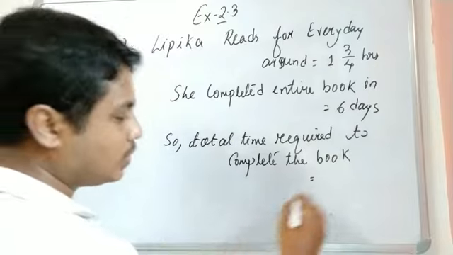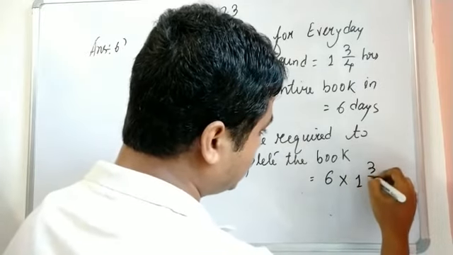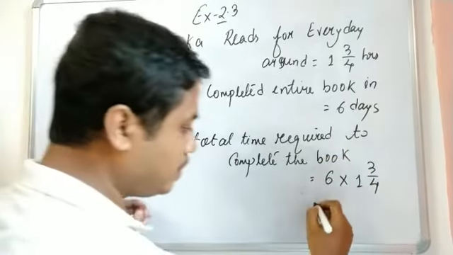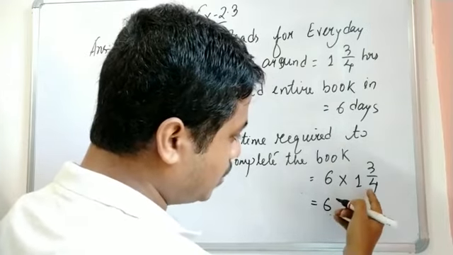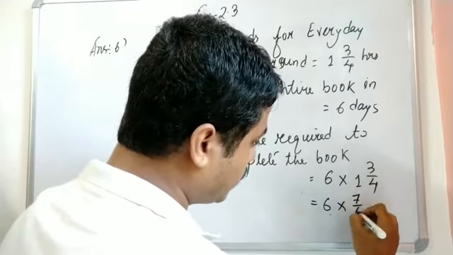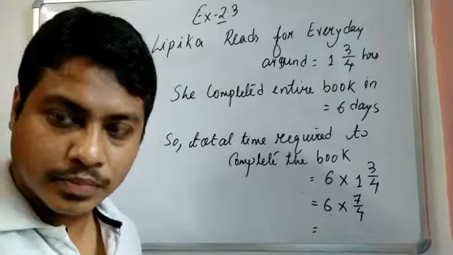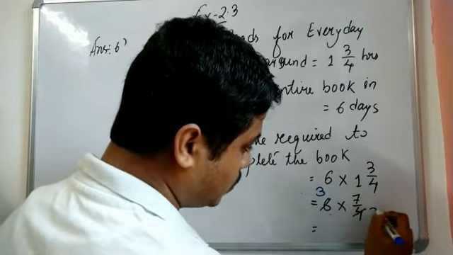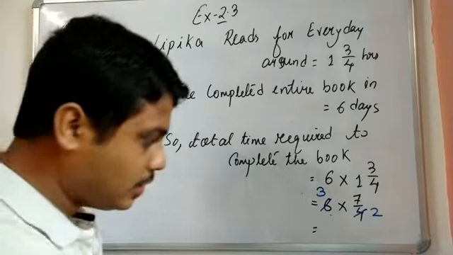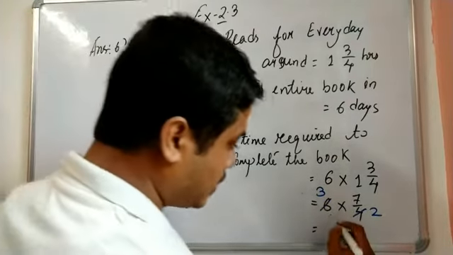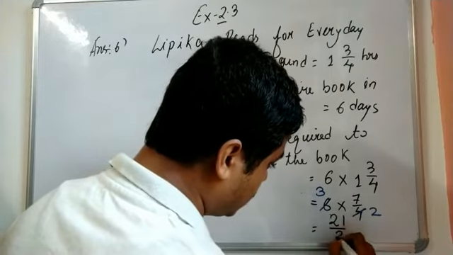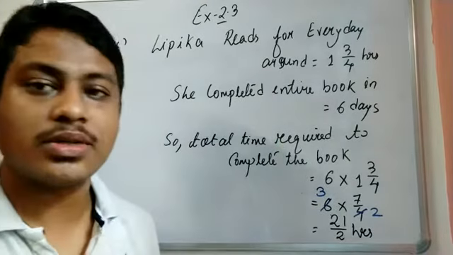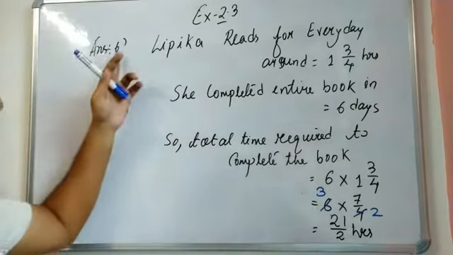will be equal to 6 into 3 by 4 hours. So we need to multiply. Firstly, convert this into an improper fraction. 6 into 3 by 4; 2 3s are 6 and 2 2s are 4. So what will you get as the answer? Multiply the numerators: 3 into 7 is 21 divided by 2. So she will complete the full book in 21 by 2 hours. This is the answer for question number 6.